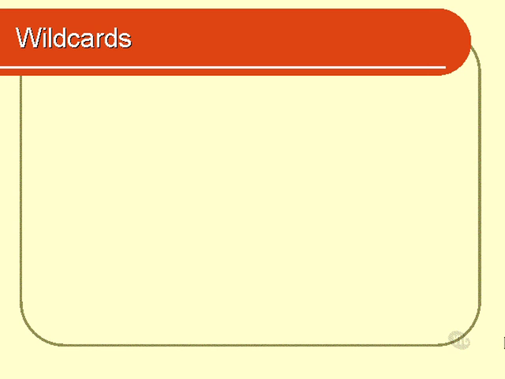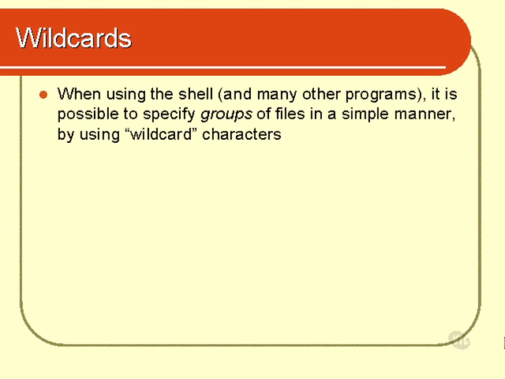Now you notice that I typed in "file space star", or "file space asterisk", in that last example. The asterisk is what I call an example of a wildcard character. So what is a wildcard and what do we use them for? Well, when we're using the shell, and in fact many other types of programs, it is possible to specify that we want to perform an action on a group of files.